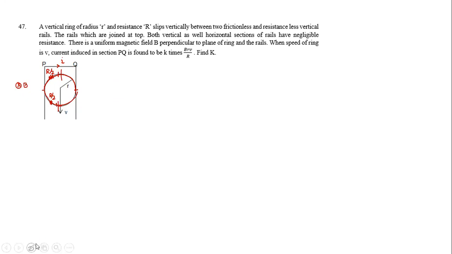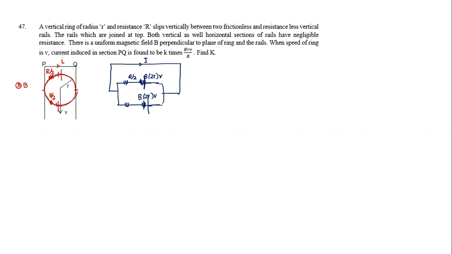So let me draw what the equivalent circuit would look like. It would look something like this: R by 2. And what is the EMF here? BLV. B into length, which becomes 2R, so B into 2R into V. And another is also equal to R by 2, with the same EMF, B into 2R into V. It is connected to points P and Q, and I need to find the current here.